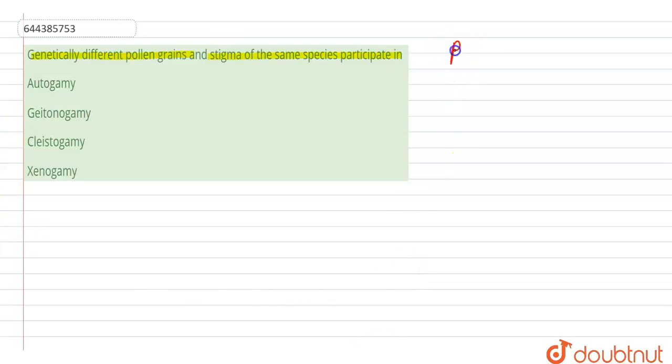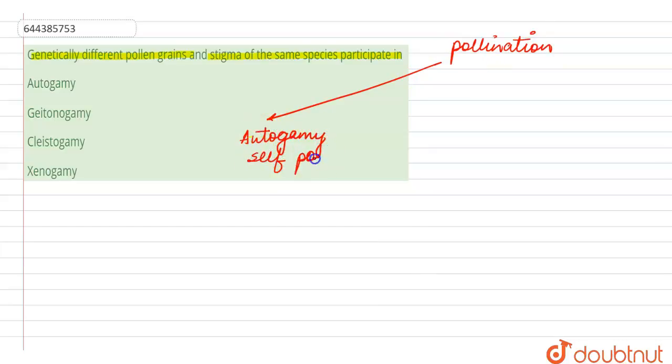So pollination is a transfer of pollen from the anther to the stigma of one flower to the other. While it can be of three types, the first type is autogamy. In case of autogamy, which is also called self-pollination, the pollen grain and the stigma are that of the same flower. So that means it occurs in the same flower.